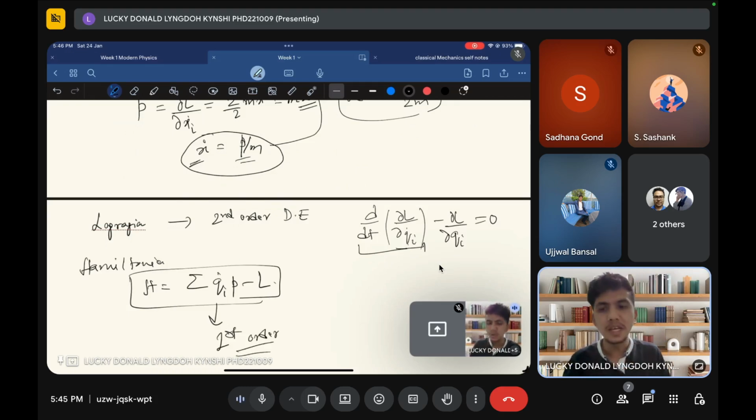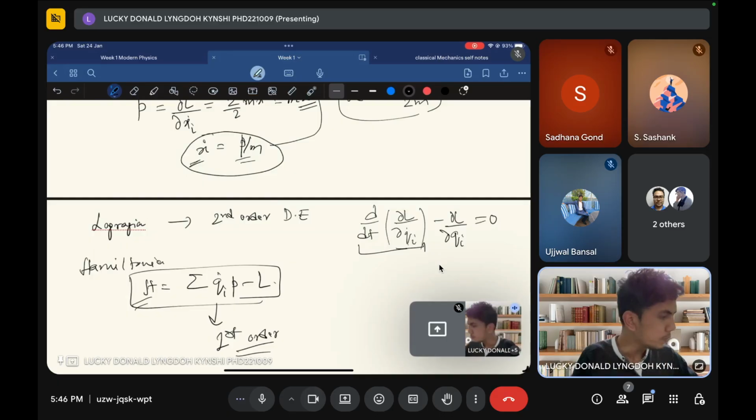So in second order, there are problems which you can solve with the second order differential equation, but for complex problems, given that the Hamiltonian is given to you, it will be easy for you to solve, knowing this is a first order differential equation. That is also one advantage of the Hamiltonian. Now let's look at the problems. Just a second.